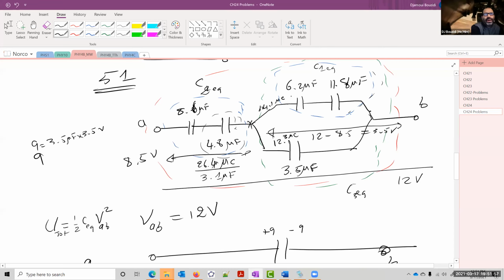And then now I know the charge in here. Again, I do just 1/2 of this charge squared divided by this capacitance. Now I have the energy there. And the same charge, 1/2 of the same charge squared divided by this capacitance. Now I have the energy there. So I have the energy here, I have the energy there. All I have to do is add all of these energies, and it should be exactly 158 microjoules.